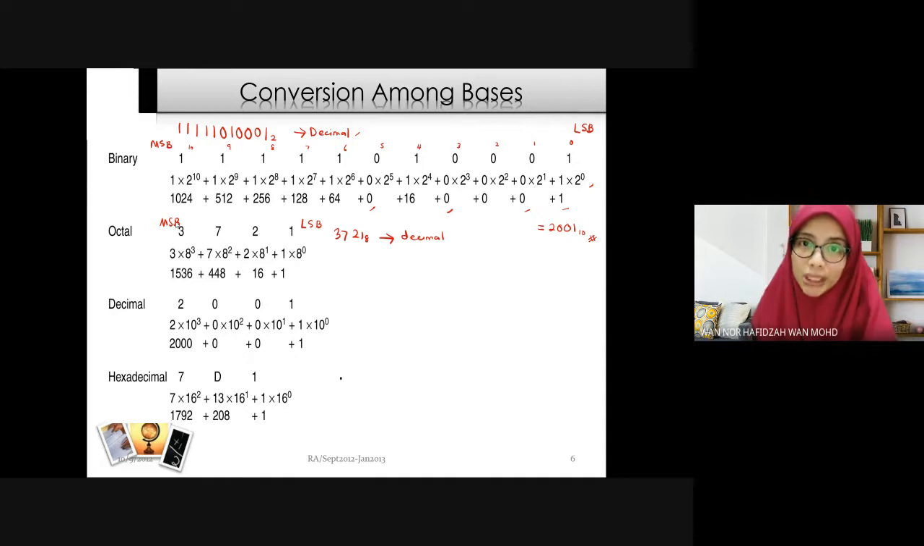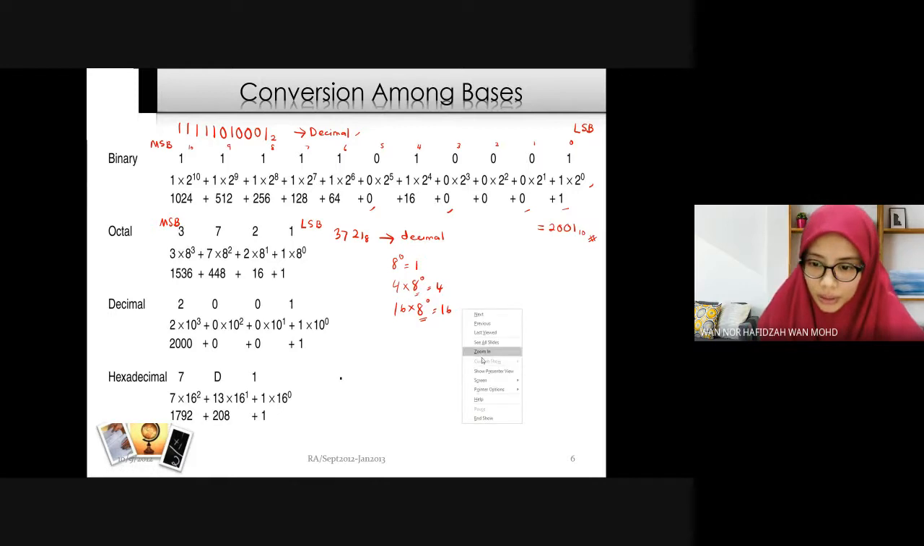Tapi dalam kes ni bukan sebab itu dia dapat 1, but because of the digit. 1 darab 1, so that's why dia dapat 1. Not because any number multiplied by 8 to the power of 0 equals 1. Bukan. 8 to the power of 0 itself is equal to 1. So 4 times 8 power of 0 equals 4, and 16 times 8 power of 0 equals 16, because 8 power of 0 equals 1. I takut you salah faham bila I sebut macam tu tadi.